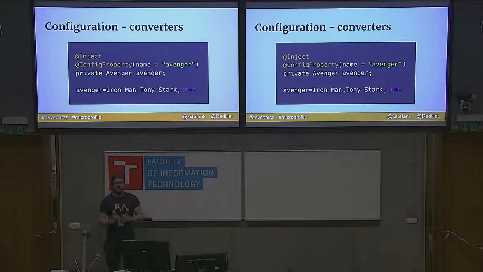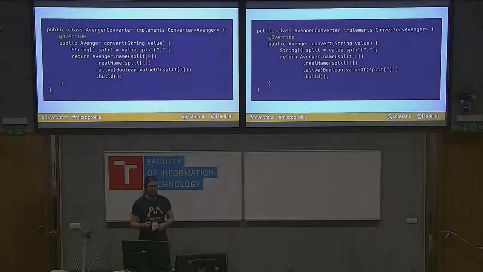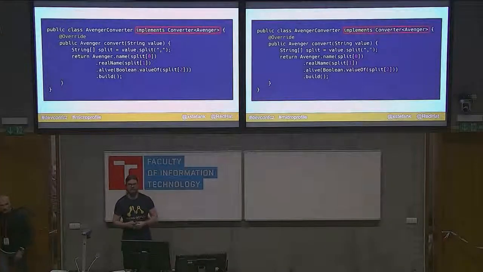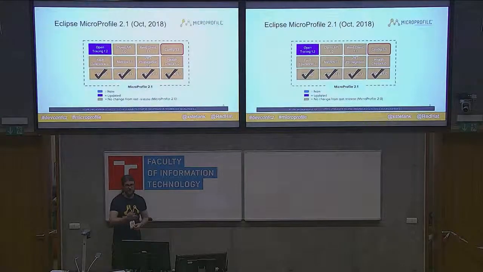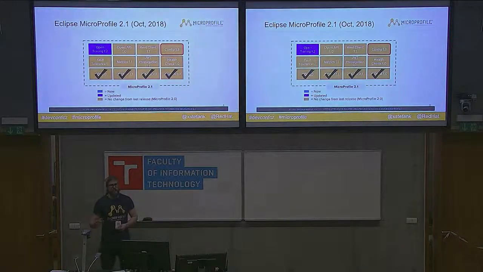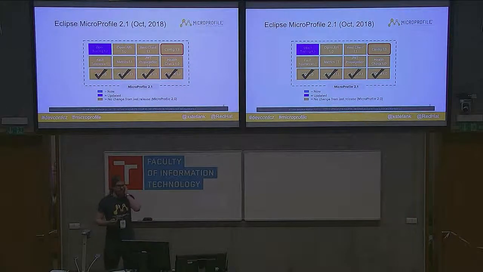But what happens if you want to inject your custom type, which is not known to the runtime? The specification also allows you to do that. And for this reason, you just need to implement a converter interface, which takes the type of the object that you want to actually transfer. And in its convert method, you can do your individual splitting of the string property and returning your object. So this would be everything that I have to say to config.